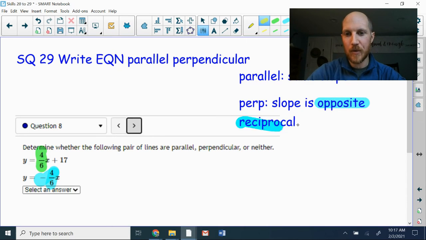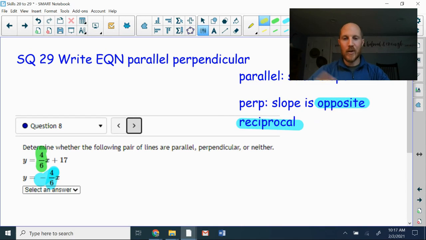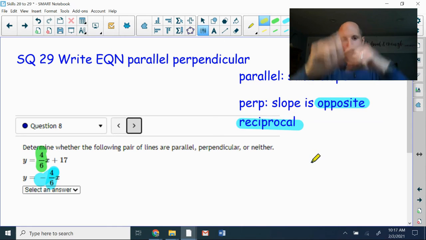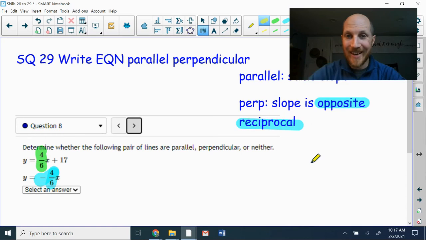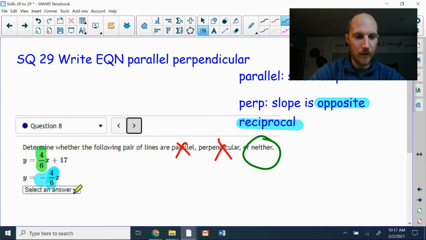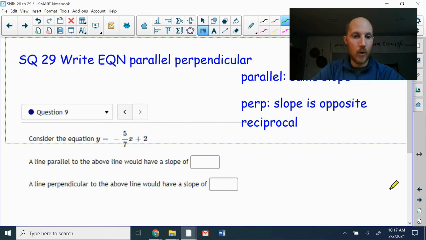Perpendicular, they need to be opposite and reciprocals, and they are not reciprocals. They both have a 4 as the numerator and a 6 as the denominator. A reciprocal would be if we flipped one. So they are not perpendicular. They're also not exactly the same as one another, so they can't be parallel either. Parallel, they'd have to both be exactly the same, not one positive and one negative. So not parallel, not perpendicular, that means neither of those apply. So select neither out of that drop-down menu. And then question 9, here's our last one.